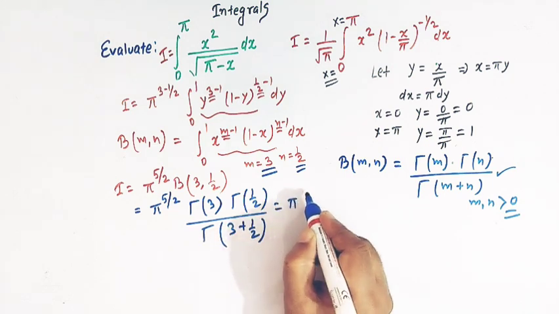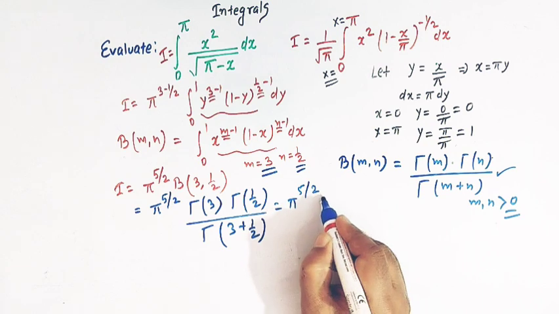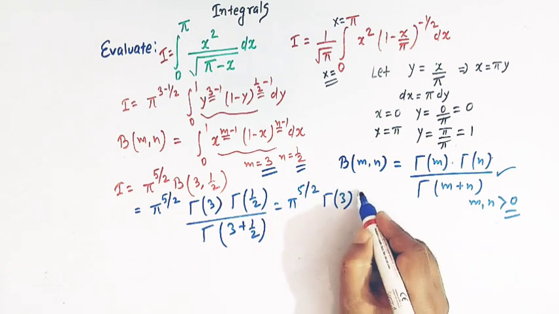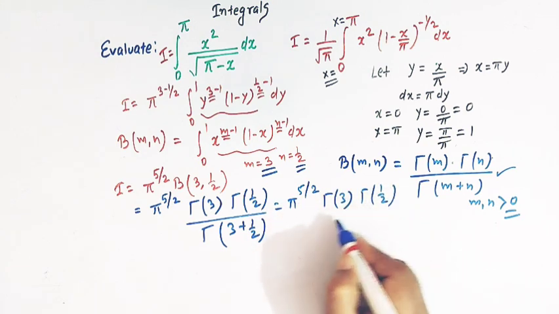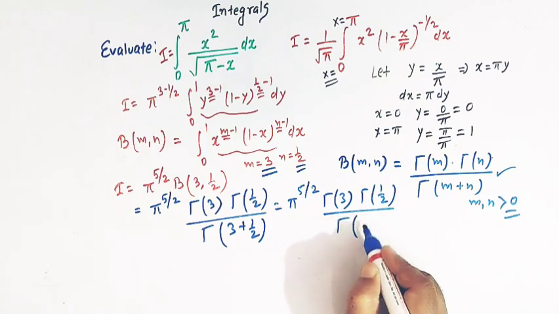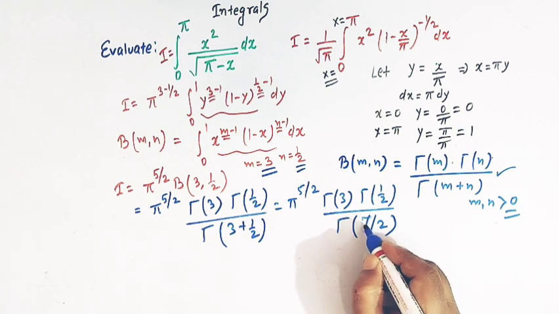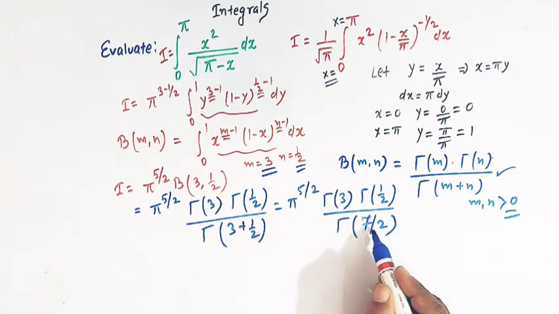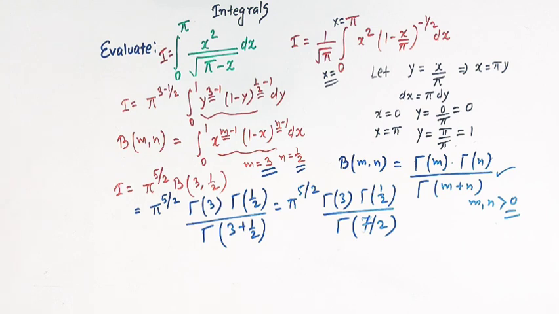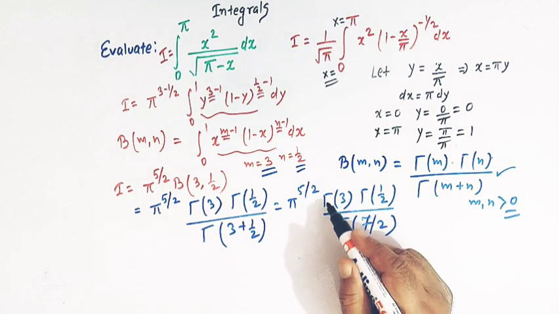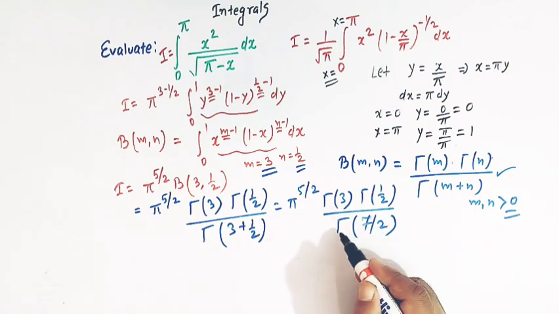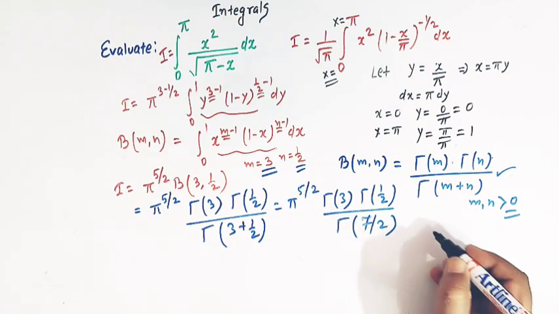So this is pi raised to 5 by 2, gamma of 3, gamma of half, and here we have gamma of 5 by 2. Sorry, here we have 3 to the 6, 6 plus 1, 7, right? So we have gamma of 7 over 2. Now let us write the values of gamma of 3 and gamma of 7 by 2, right?